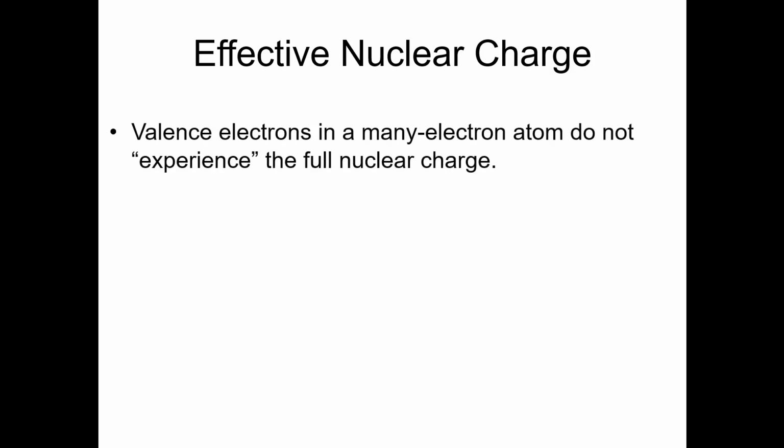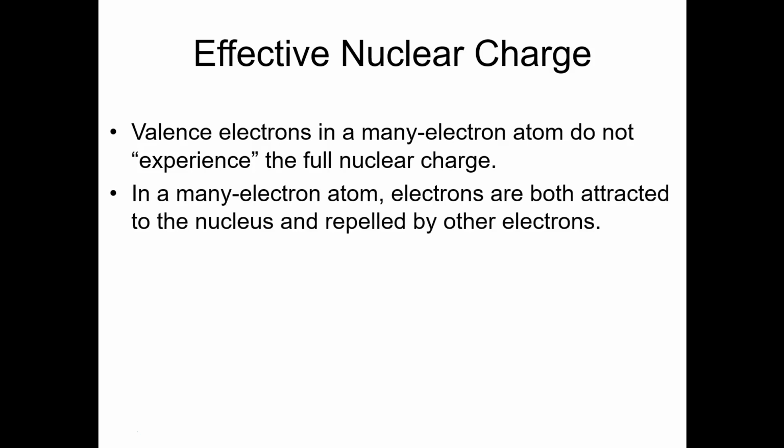So let's talk about effective nuclear charge because it underlies everything when it comes to atomic radius, ionization energy, electron affinity, and electronegativity. The atomic radius is really going to be determined by how far the valence electrons, that is the outer shell electrons, are from the nucleus. And remember, valence shell electrons are negatively charged, so they're going to be attracted by the positive charge of the nucleus. But valence electrons in a many electron atom, which is pretty much everything except hydrogen, don't really experience the full nuclear charge. And we'll talk about what we mean by that in just a second.